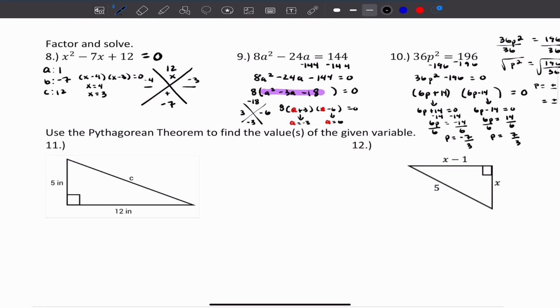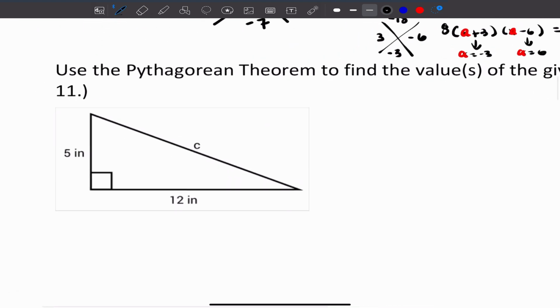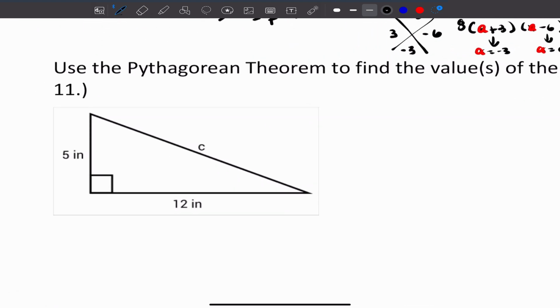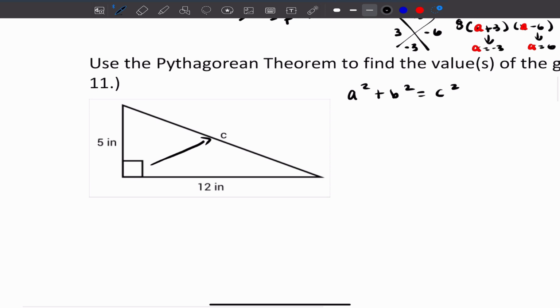Use the Pythagorean theorem to find the values of the given variable. Okay, you have a right triangle. And if you're given a right triangle, you're going to use a squared plus b squared equals c squared. C is really easy to identify because it's across from the 90-degree angle. So let's go plug it in.